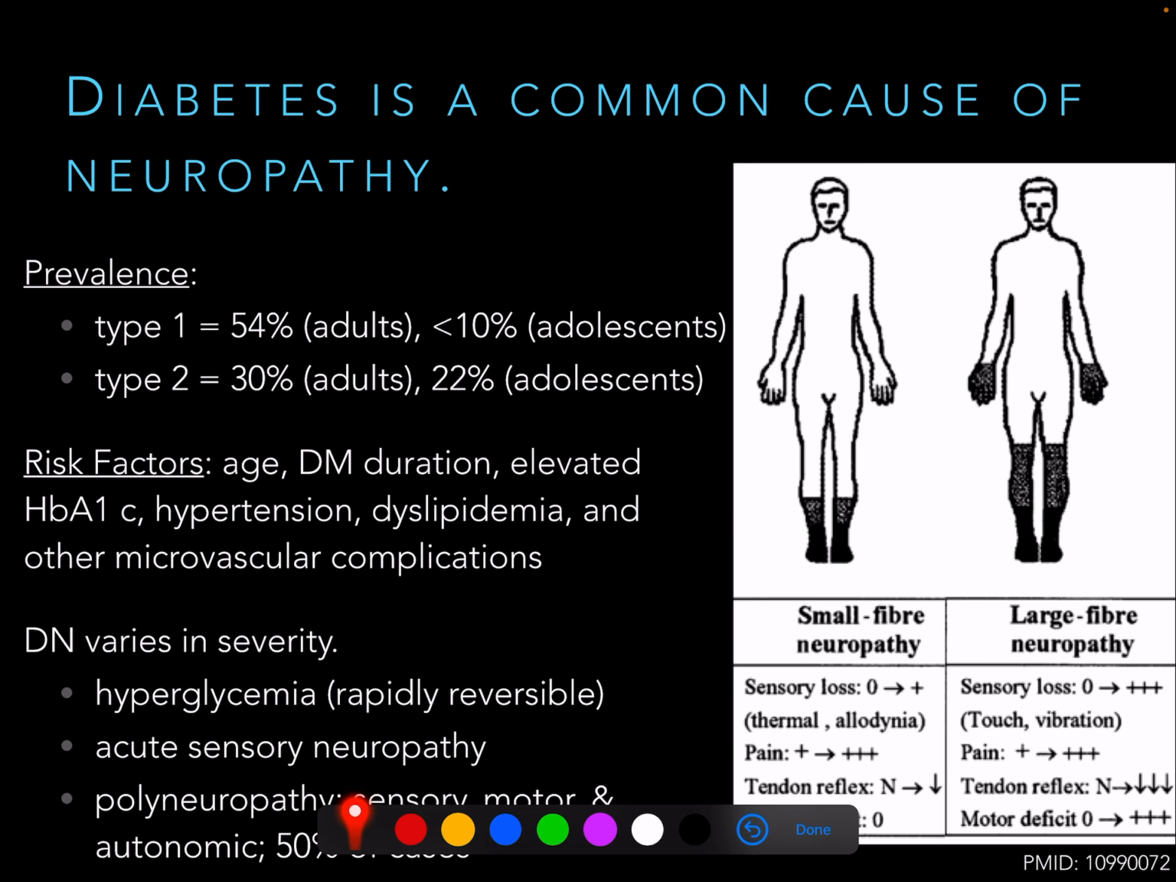Like everything, age makes this worse, so the older you get, the more likely you are to have diabetic neuropathy. The longer you've had diabetes, the more likely you are to have diabetic neuropathy. If we see any signs of just poor health in general, like elevated hemoglobin A1C, this will indicate that you are not controlling your blood sugar very well. If you're not controlling your blood pressure very well, or your fats very well, all of those increase the risk of diabetic neuropathy. Now, there's a few types of diabetic neuropathy.